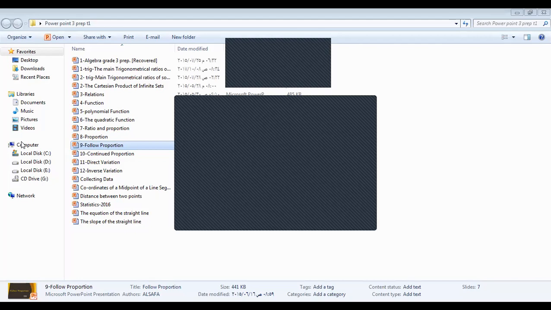A plus C plus E divided by B plus D plus F equals A over B or C over D or E over F. This is the meaning of each ratio. This is number one.